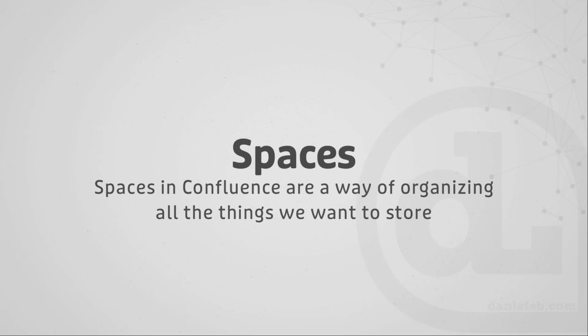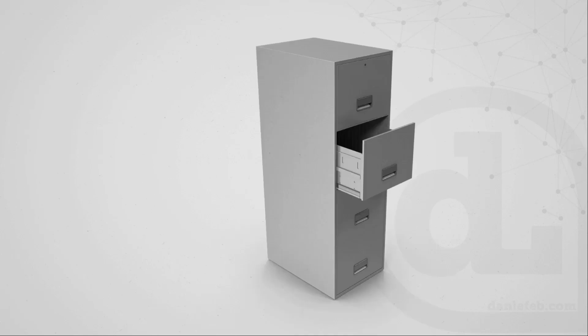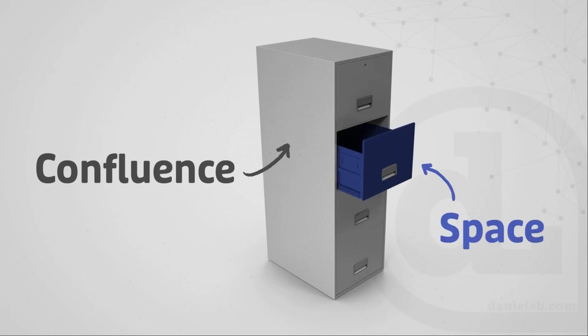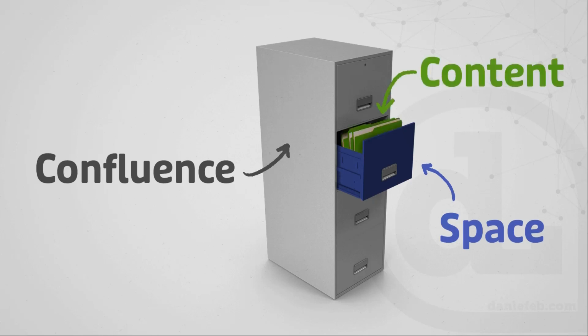An analogy that I like to use for spaces is a filing cabinet. So if we think of Confluence as the overall filing cabinet, then we can think of each drawer in that filing cabinet as a space. And then inside the drawer, we can put, well, whatever sort of content we want. Documents, images, standards, processes, and so on. And just like the drawer on the filing cabinet, we can lock that drawer if we want to determine who has access to it or who has access to the content inside.